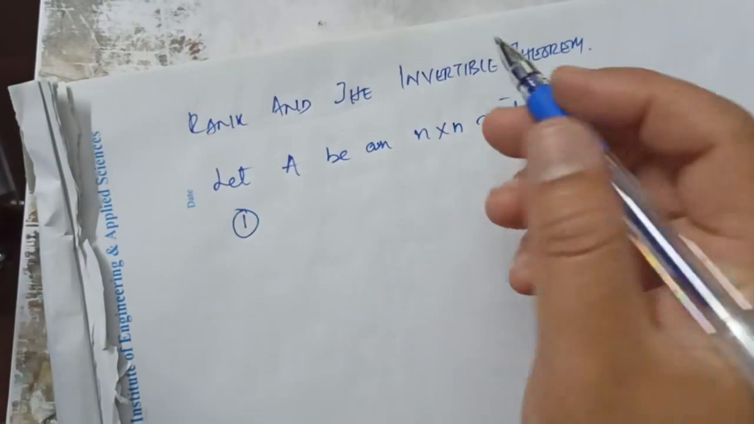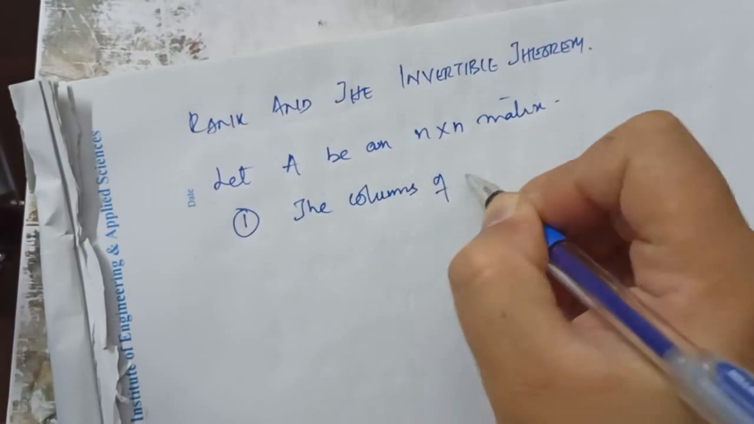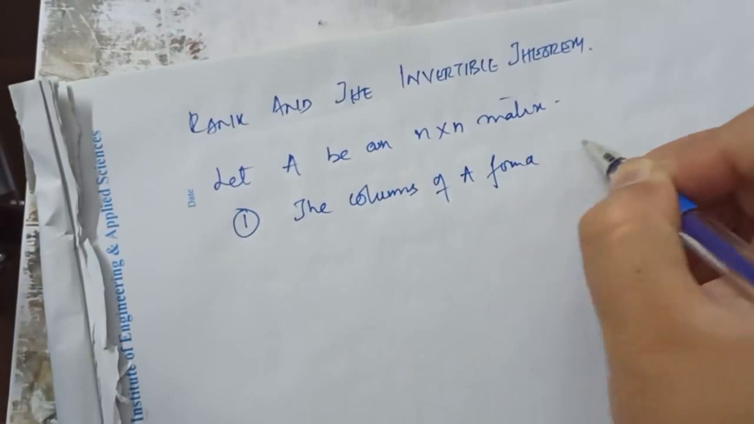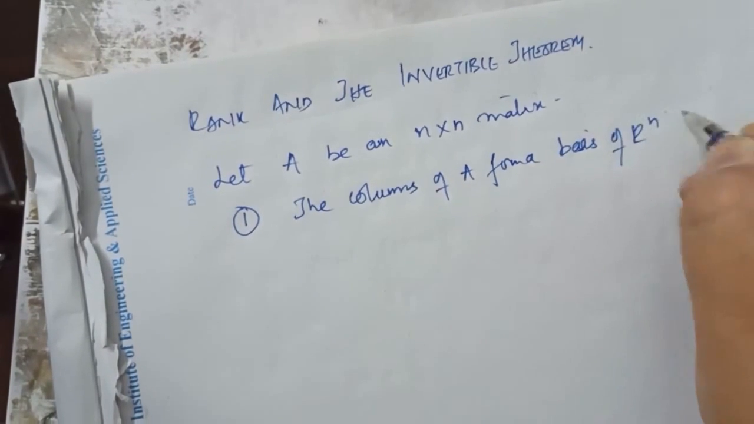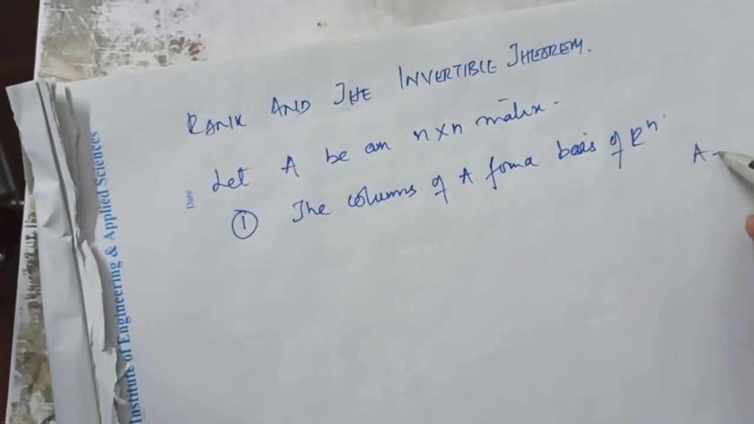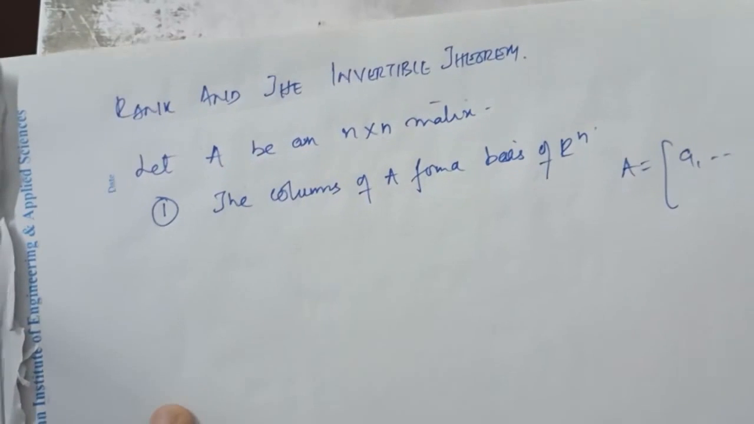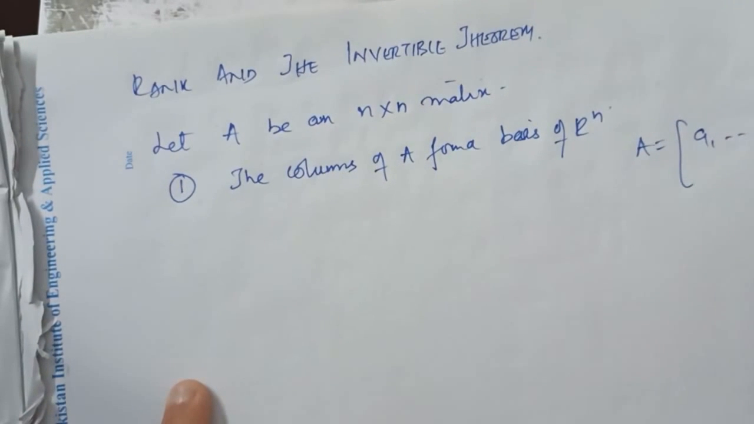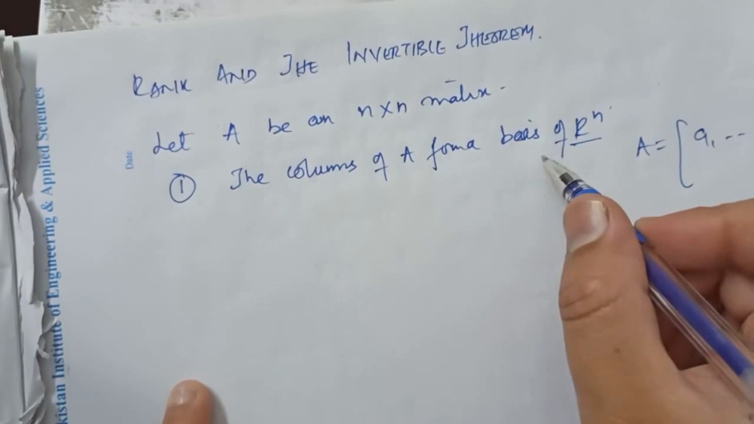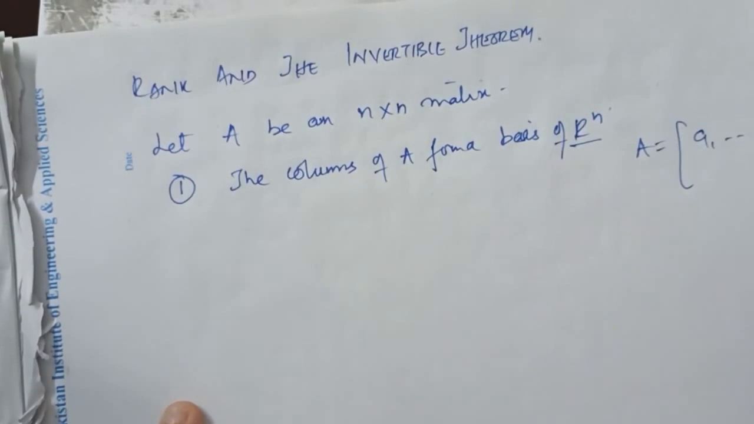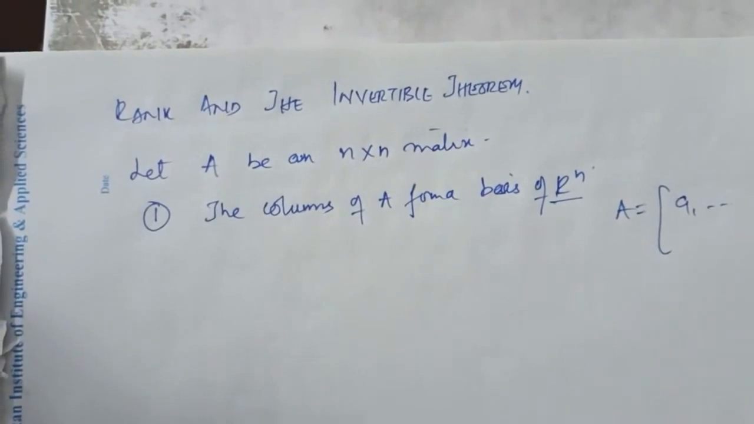The first one is the columns of A form a basis of R^n. So it means the columns of the matrix A, A1 up to AN, form a basis of R^n. In which dimension do they exist? In n dimensions they form its basis, right? So what we're saying here is they are linearly independent: A1 to AN are a linearly independent set.